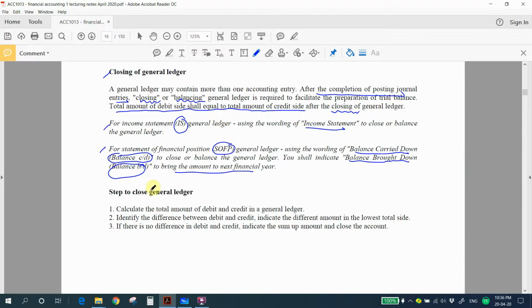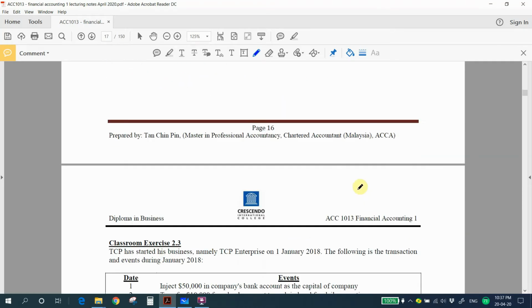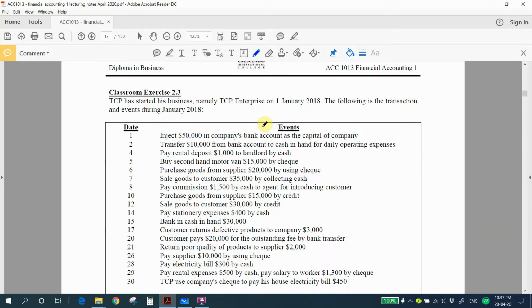So I have indicated the steps for you when you do the closing for your general ledger. First, you calculate the total amount of debit and credit in your general ledger. Next, you identify the difference between your debit and credit. Indicate the difference amount on the lowest total side. And lastly, if there is no difference in your debit and credit, you can indicate the sum amount and then close the account.